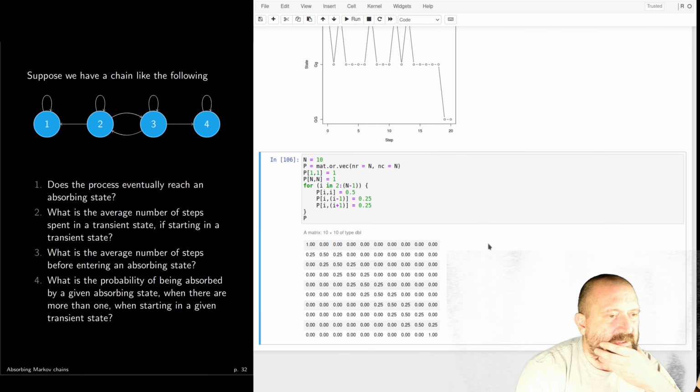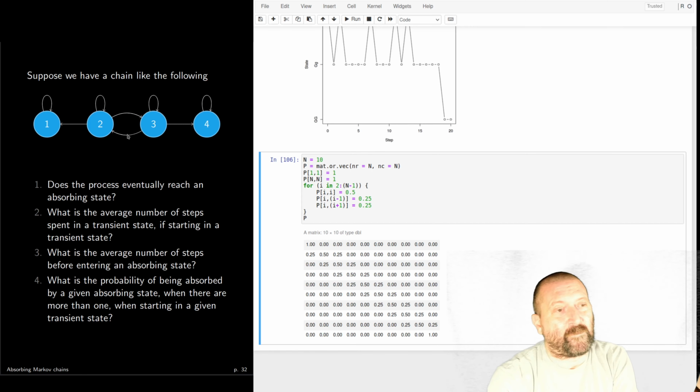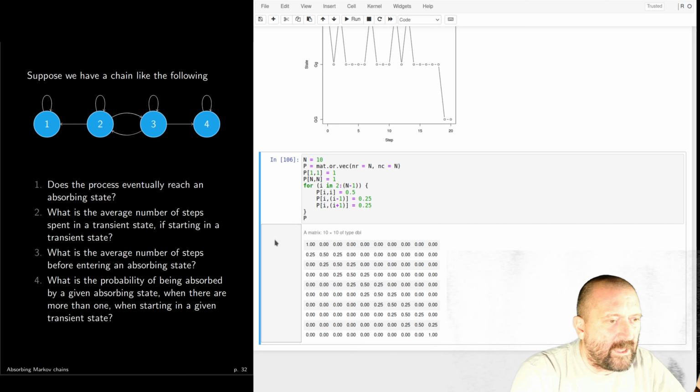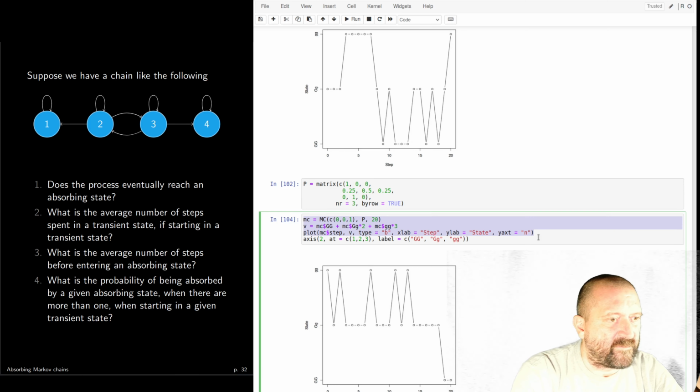Okay, so P is a matrix that has 0.5 on the diagonal, and it has the probability 0.25 each time of moving to the off-diagonal entries. This looks good. So this is the same chain as we have on the left, but with 10 states instead of 4. And let's now do the same thing as we were doing before.